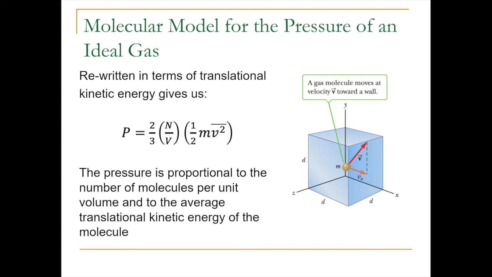v average squared. And what this is now is an equation for pressure in terms of the number of molecules, the volume by which the molecules are contained, and the average translational kinetic energy of these molecules. So all of a sudden we've taken this macroscopic quantity and we've defined it in terms of these microscopic particles.